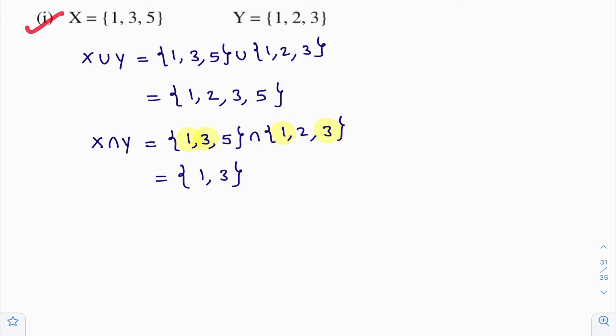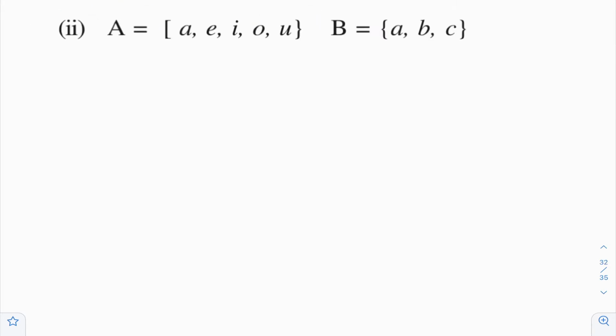So for the first bit, we calculated X union Y as well as X intersection Y. Now we'll move to the second bit. You observe here, the sets are given like this. Set A is AEIOU, and set B is ABC. What are they asking in the question? They are asking us to calculate A union B as well as A intersection B. First I'll write set A, AEIOU, union. What is set B? Set B is ABC.